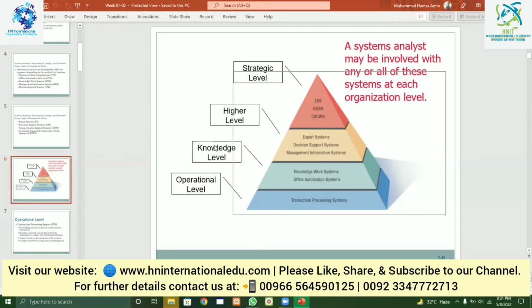Now the knowledge level, you can say the managerial level, the level at which managers will work. At Twitter, the manager or senior level developer will make it more secure, more independent, and will work according to the board of directors' instructions. They will develop Twitter according to the instructions issued by the board of directors.